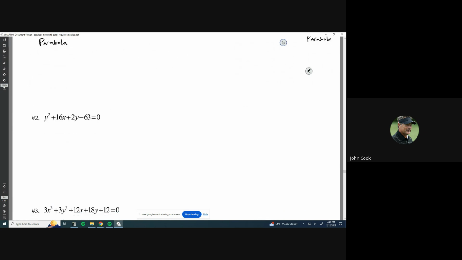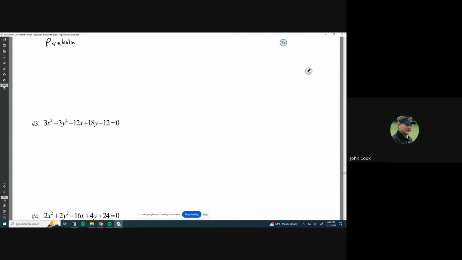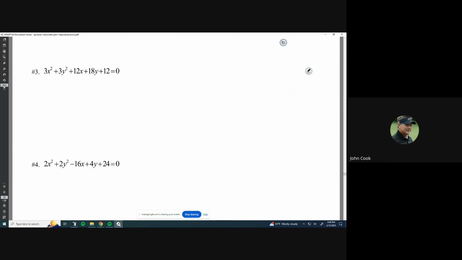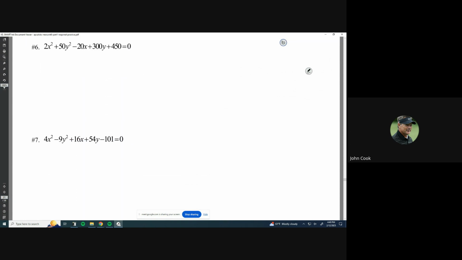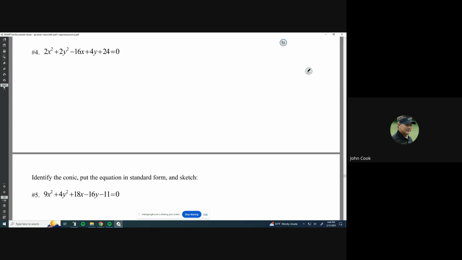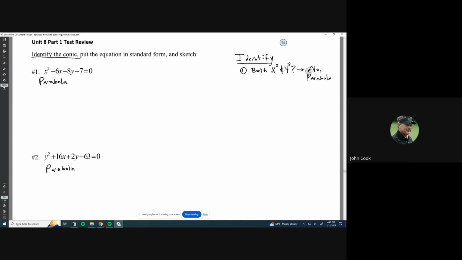Number 2, I only have a y squared. So again, this is a parabola. I don't have an x squared, right? Number 3 has an x squared and y squared, so I know it's not a parabola. Same thing with number 4, 5, 6, 7, and 8. See, these are parabolas.